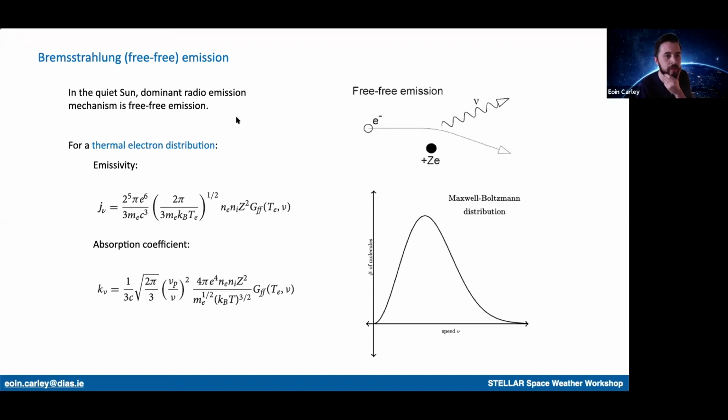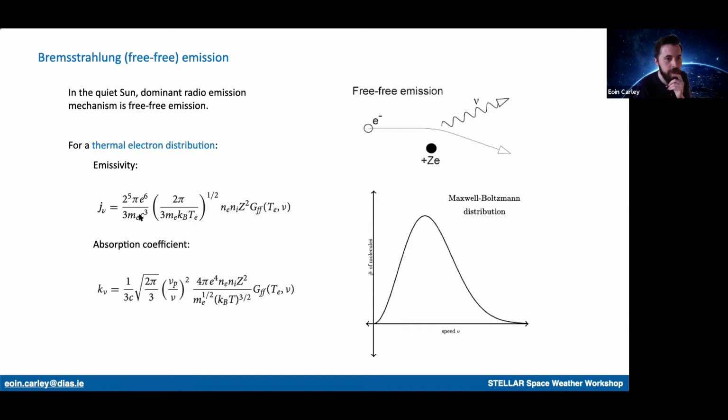Now, it's pretty involved. In fact, Shane went through Bremsstrahlung in the X-ray domain yesterday, but I'll just quote what the emissivity and absorption is for a thermal distribution of electrons. For a Maxwell-Boltzmann distribution in a plasma, when we have a lot of electrons emitting free-free radiation, they have this emissivity here and this absorption coefficient here. These are quite long. I'm not going to go into them in any detail, but just to show the emissivity depends on the number density of free electrons and the number density of ions, and is inversely proportional to the temperature.